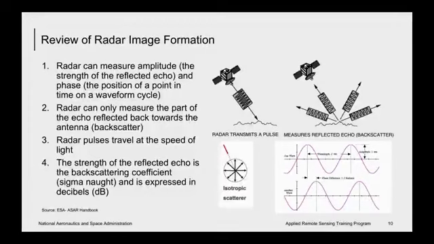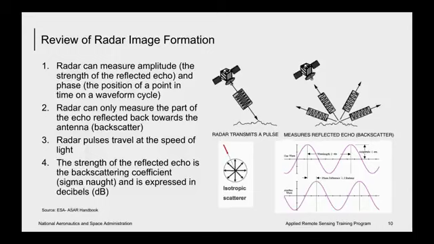Radar pulses travel at the speed of light and can only measure the part of the signal that is reflected back towards the antenna. Most radars measure amplitude and phase, not all though, and amplitude is the strength of the reflected signal. This amplitude is the backscatter coefficient, also known as sigma naught, which is the ratio of the fraction of the incident energy scattered back to the antenna per unit target area. Sigma naught is expressed in decibels by taking the log 10 of the energy ratio.